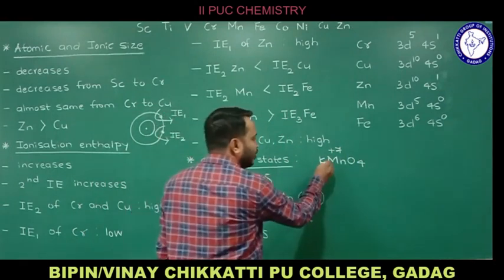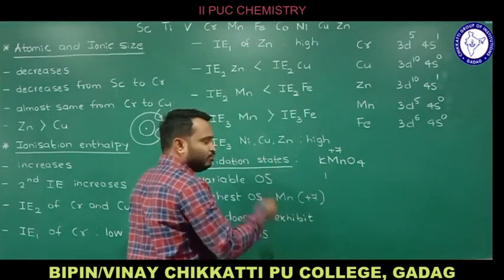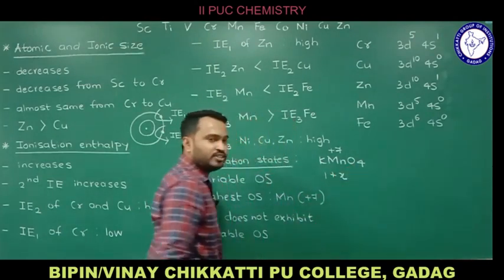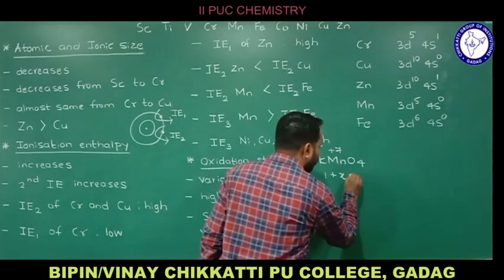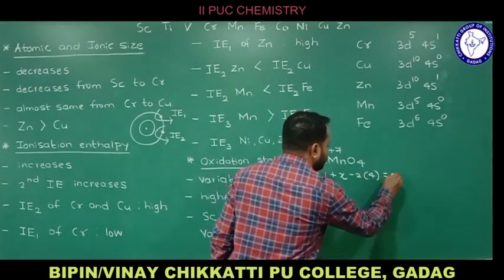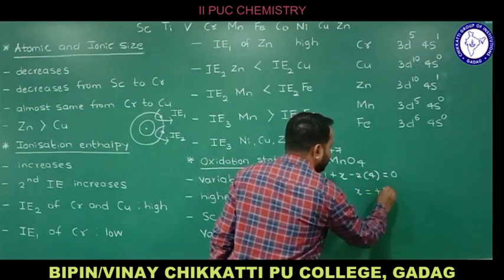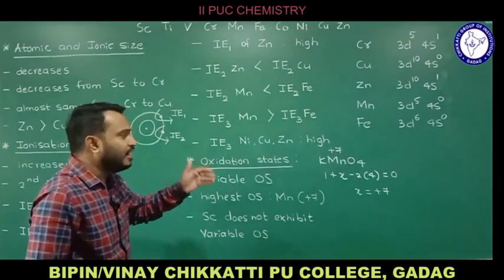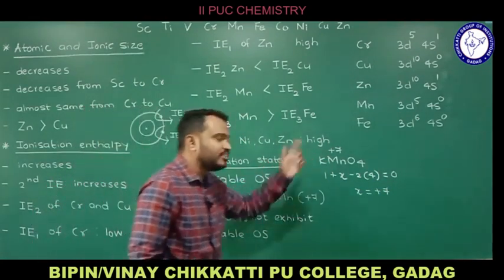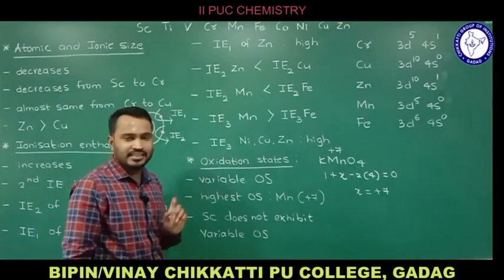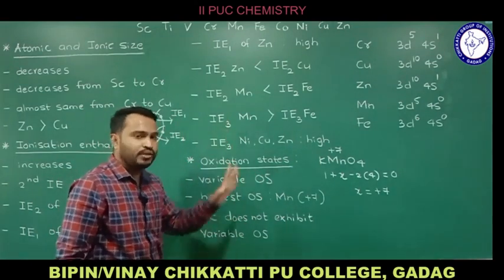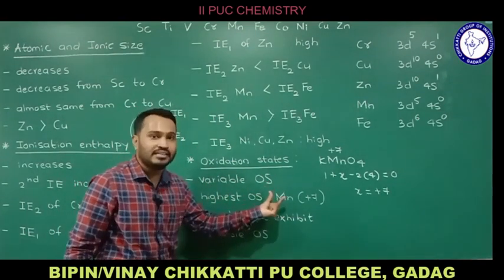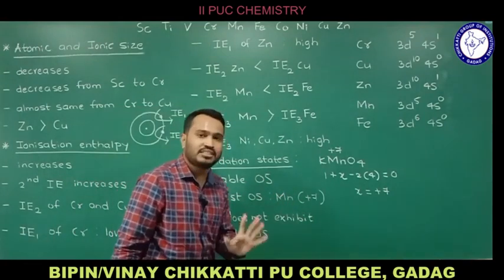As you can calculate, the oxidation state of potassium is +1, because it belongs to the first group. The oxidation state of oxygen in all compounds is -2, so -2 into 4, and the sum equals 0. If you calculate that, x equals +7. Therefore, this is the best example where manganese has the highest oxidation state, +7. Try to know, in the 3d series only, not all transition elements, the element which has the highest oxidation state is manganese, and that is +7.